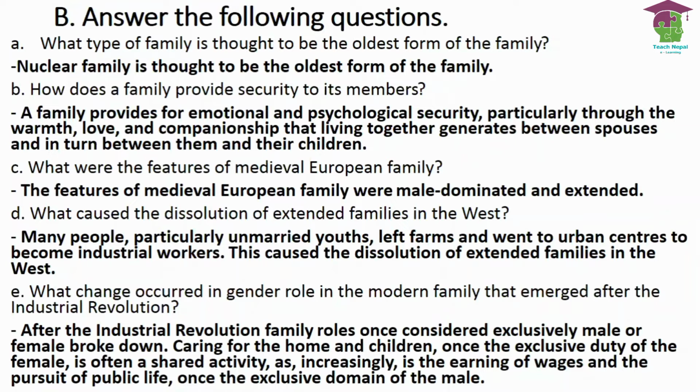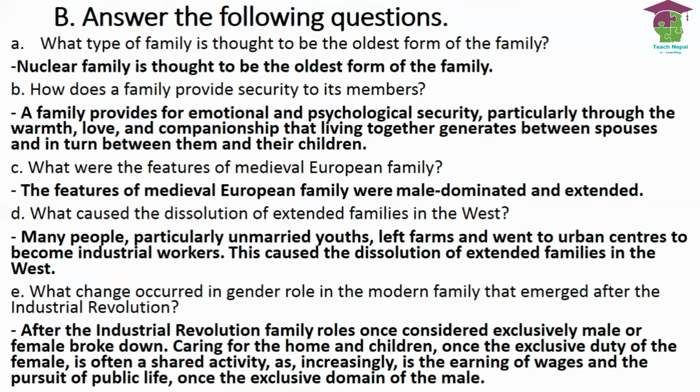How does a family provide security to its members? A family provides for emotional and psychological security, particularly through the warmth, love, and companionship that living together generates between spouses and in turn between them and their children. Right? Number C, what were the features of the medieval European family? The features of the medieval European family were male dominated and extended.